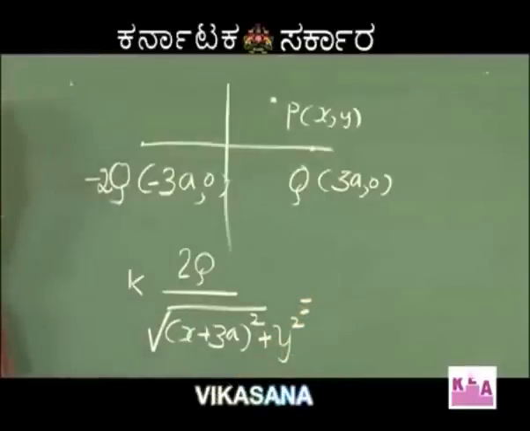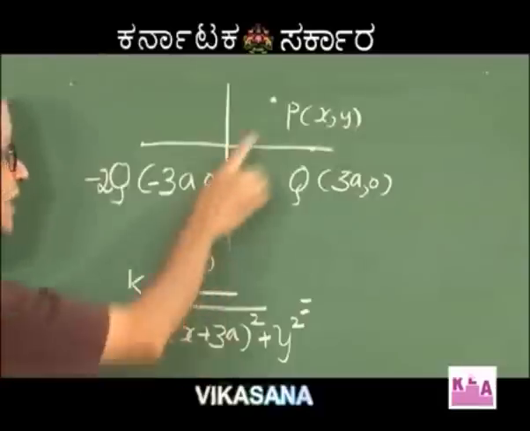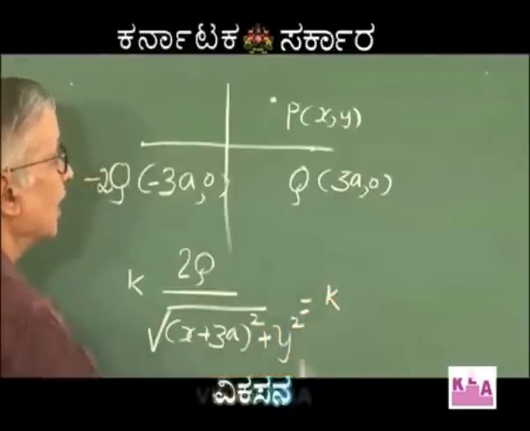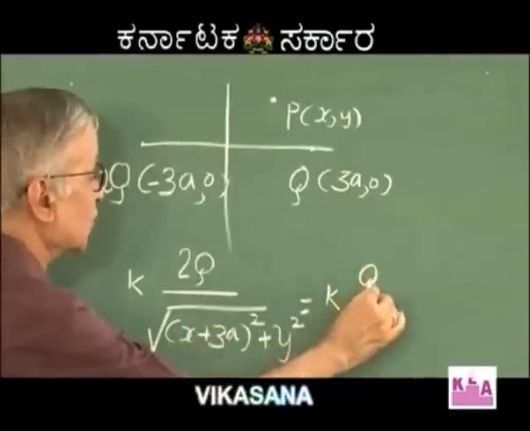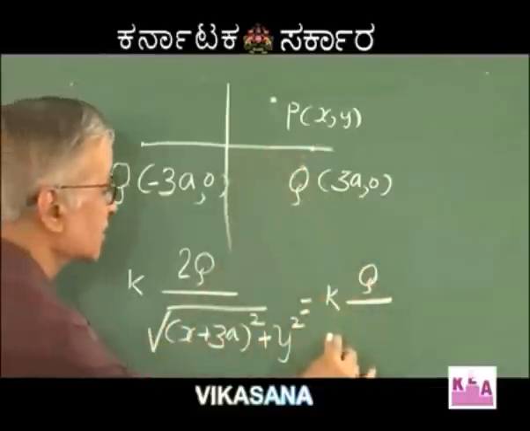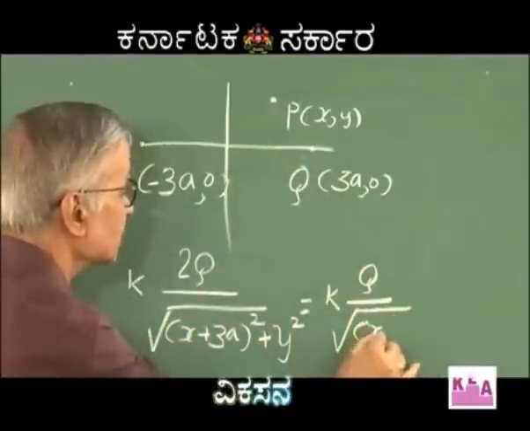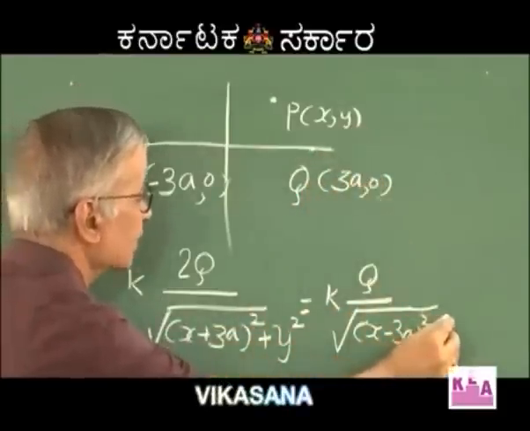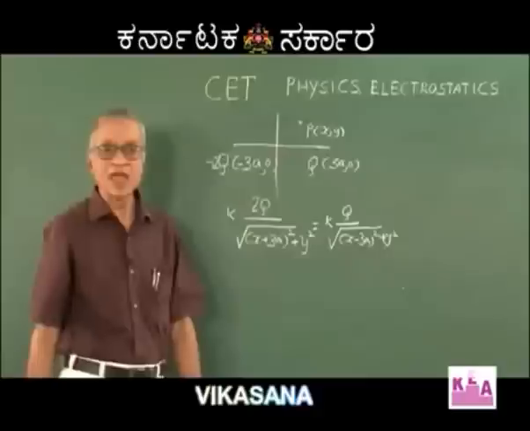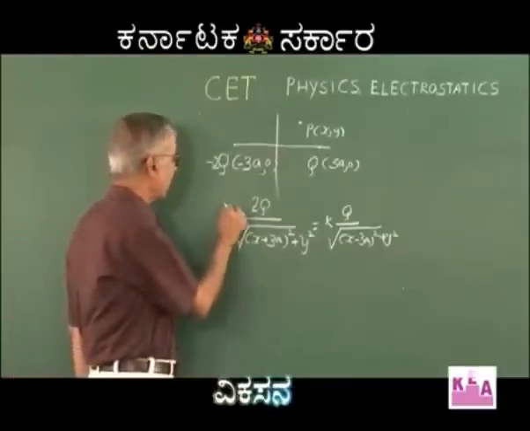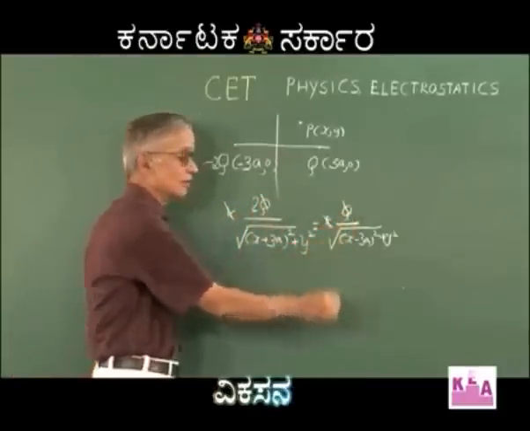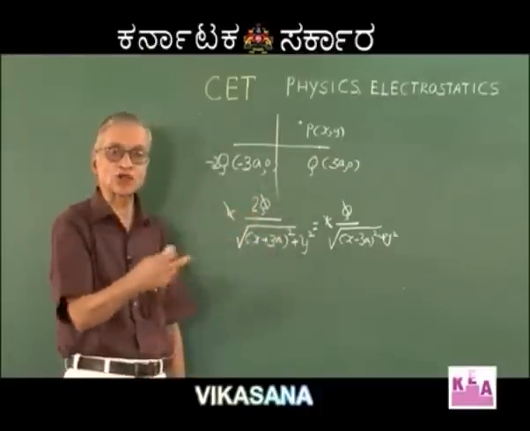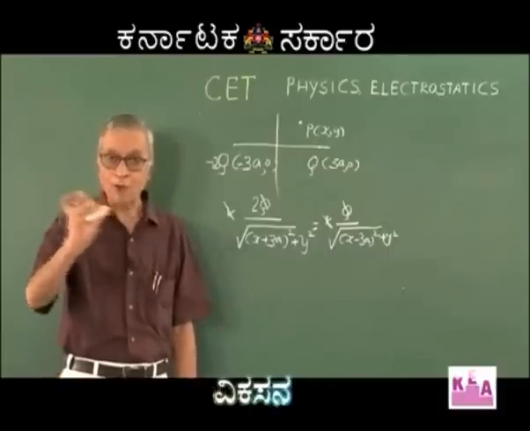This should be numerically equal to the potential at P due to the charge Q. You agree that it is K into the charge Q divided by, again the distance formula, under root of x minus 3a whole square plus y minus 0 whole square, which is y square. I request you to please note that k into q will cancel. If it were a regular board exam, you would have simplified and got the answer.